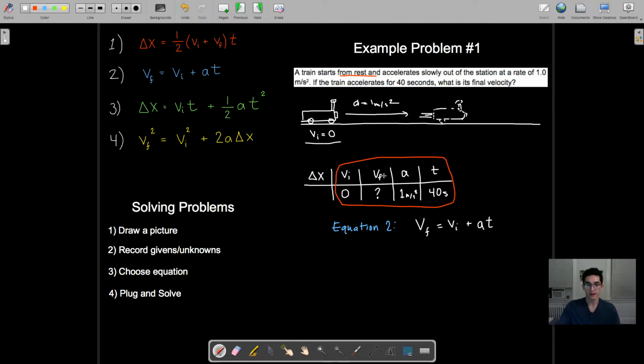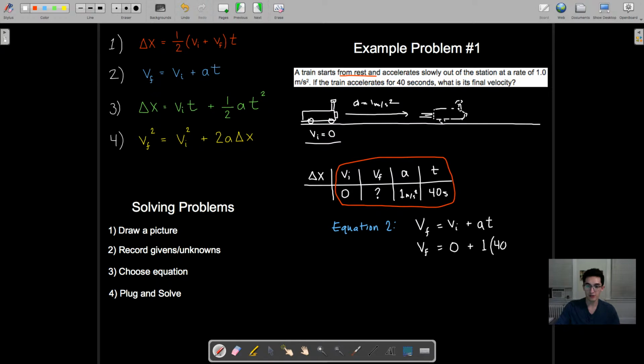Well, let's start with V final. V final is what we're solving for. So because it's what we're solving for, it's our question mark, I'm just going to leave it as V final, okay? It's the variable we're solving for. V initial is 0, so I'm going to replace my V initial in this equation with 0. Acceleration is 1 meter per second squared, and our time is 40.